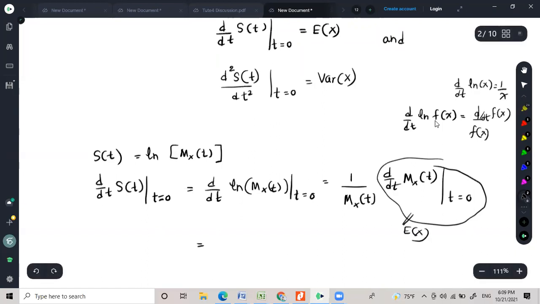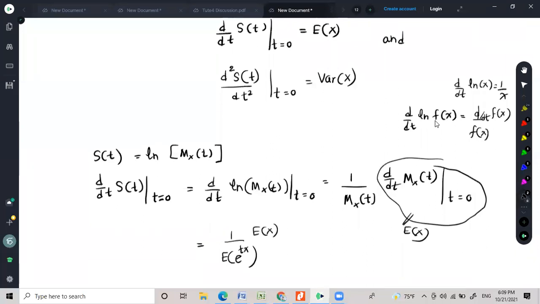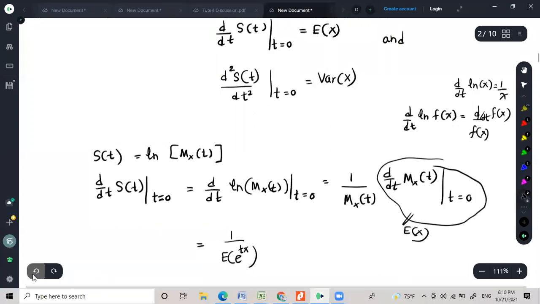And what about M_X(t)? Now you have t equal to 0. How do you write M_X(t)? That is the expected value of e to the tX. That is the definition. And you have E[X] at the top. When we write it, we have to write it as a single line, not like this. Let me correct it.